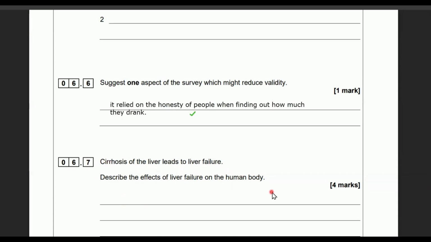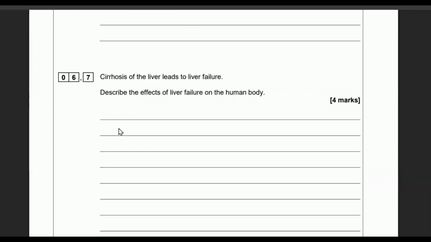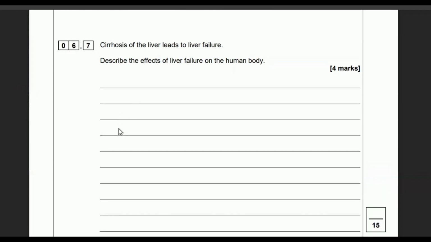Describe the effects of liver failure on the human body. So this is a really difficult question. It's called an application question. And actually, what they're really testing you on is, do you know what the liver does? You might be sitting there going, we've never done liver failure in school, this is outrageous. Just talk about the things you know that the liver does. So you should know the liver makes bile.